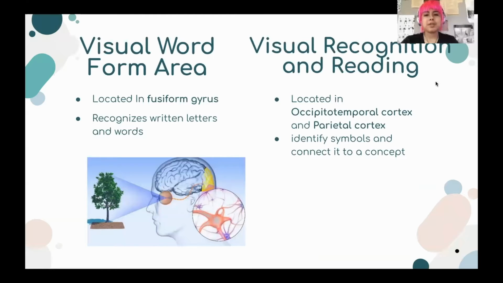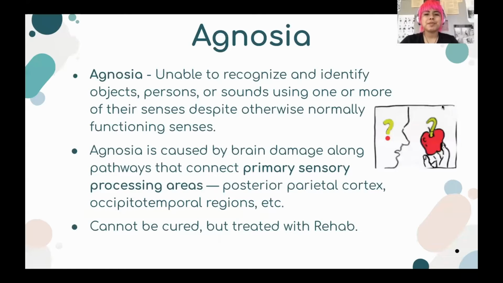This section of the presentation will focus on regions in the brain involved with cognition. The visual word form area deals with the ability to recognize written letters and words. This region is also located in the fusiform gyrus. Moving on, we're now going to talk about the part of the brain that deals with visual recognition and reading. Being located in the occipital cortex and parietal cortex, this region deals with the ability to identify symbols and connect it to a concept. Now we move on to talk about visual disorders.